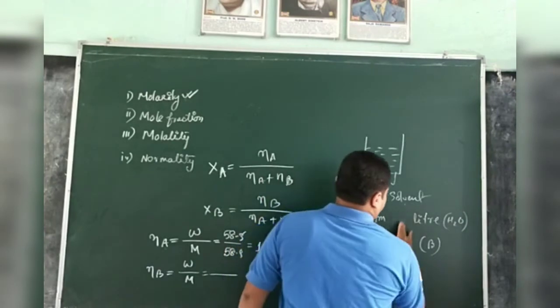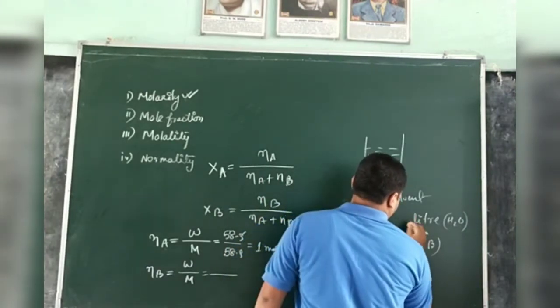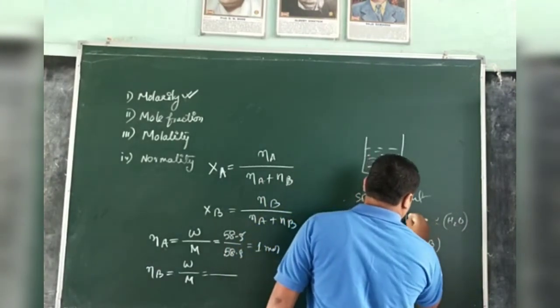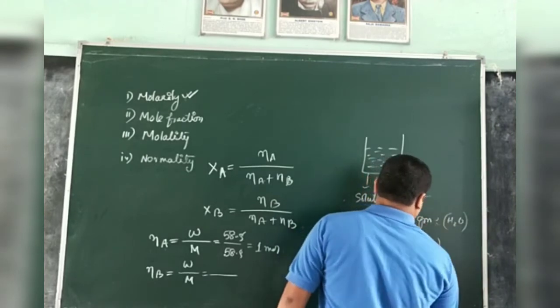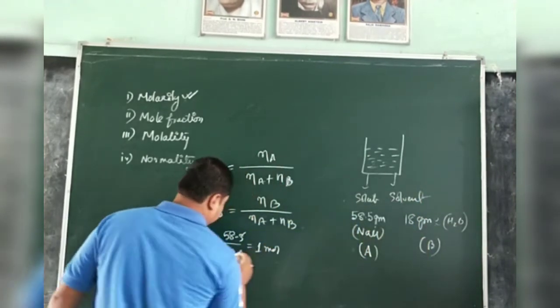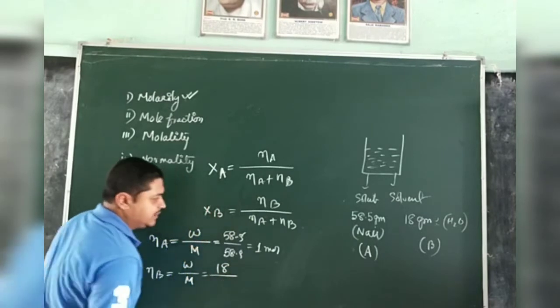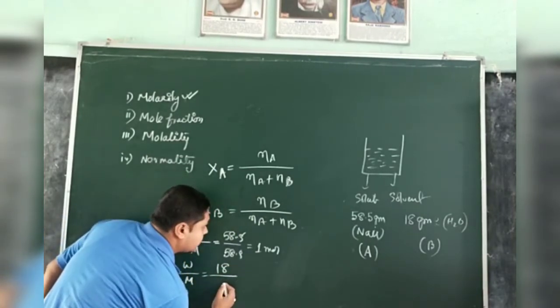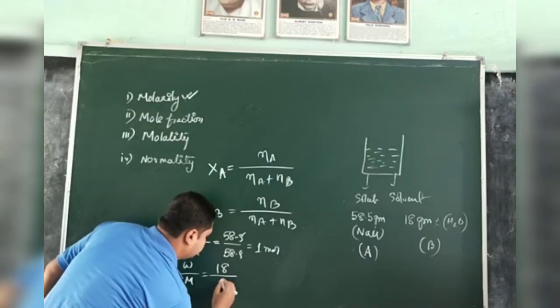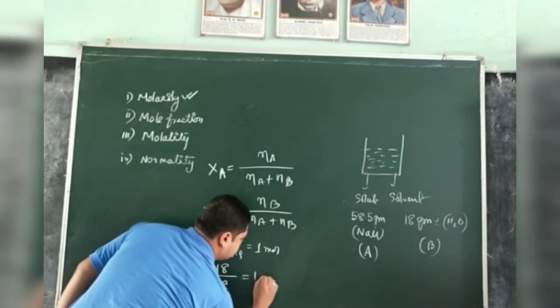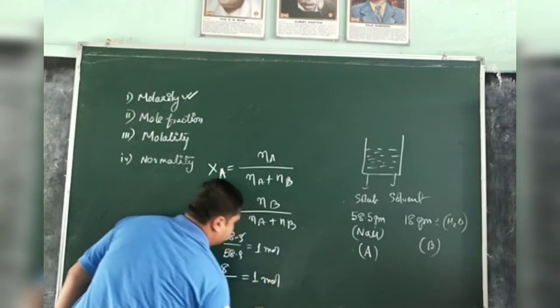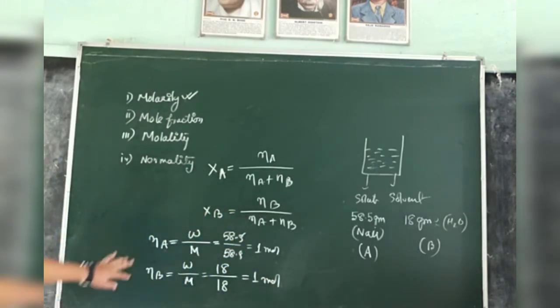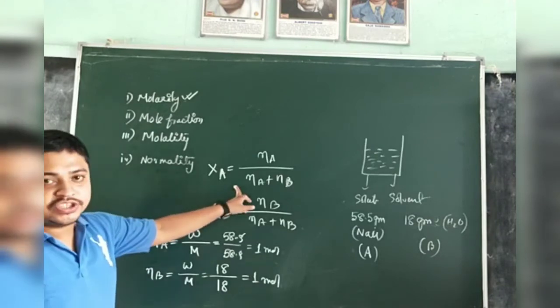Sorry, this is not 1 liter. This is 18 gram of water. When the weight of the water is 18 gram, and the molecular mass of water is 18, then the number of mole of water is 1 mole. So put the value of Na and Nb in this equation.